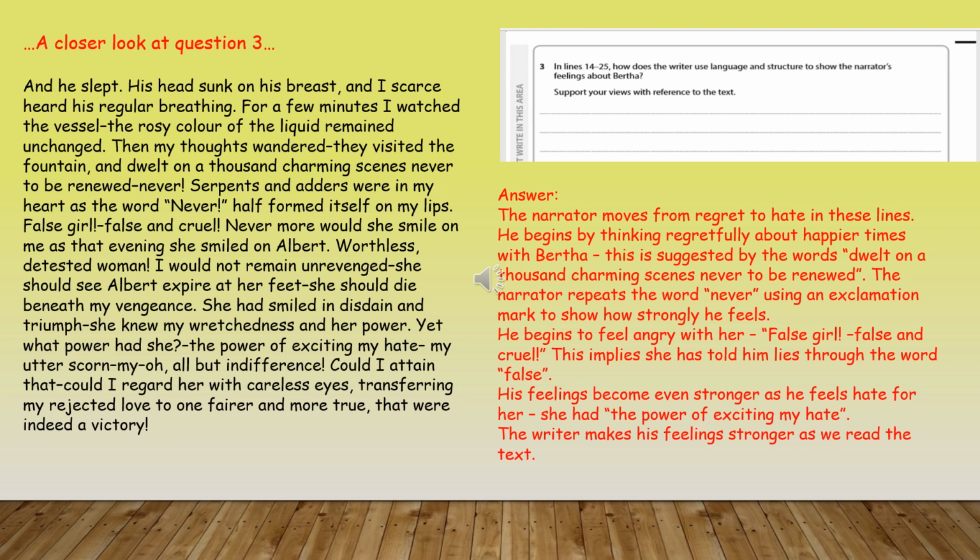So he's moving from regret to anger and now hate. His feelings become even stronger as he feels hate for her. With the quotation, "she had the power of exciting my hate." What he's doing here is making his feelings become stronger. So you move from regret to anger to hate.